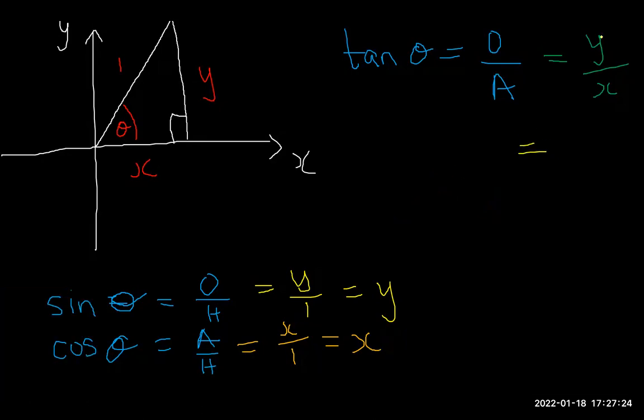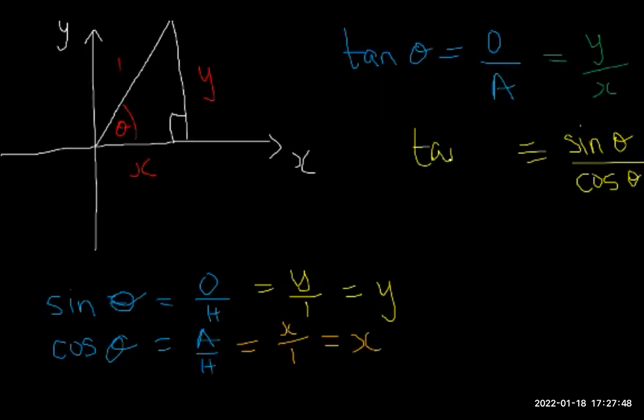Okay, so tan theta is y on x, but we just found out here that sine theta is equal to y and cos theta is equal to x. So instead of putting y on x, I can say sine theta on cos theta. And that is how they came up with the identity. Tan theta is the same as sine theta on cos theta.